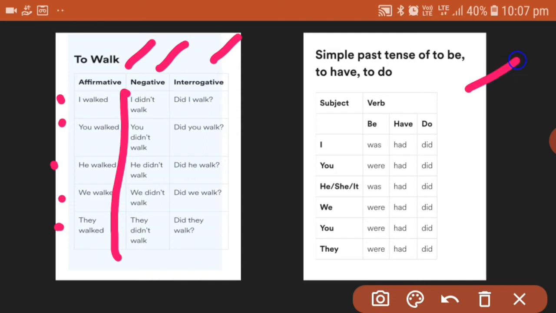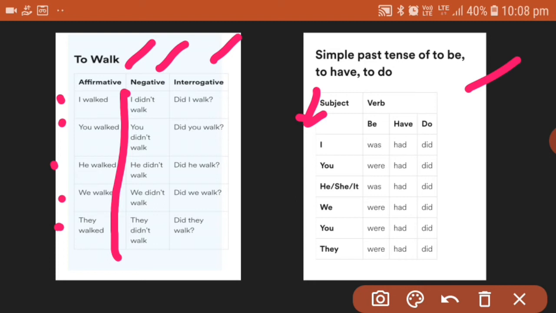Next, here is the simple past tense of to be, to have, to do. Yes, students, here you can see the subjects I, you, he, she, it, we, you, they. Be, you know very well, be, was, been. You know it is compulsory to use the past of the verb.